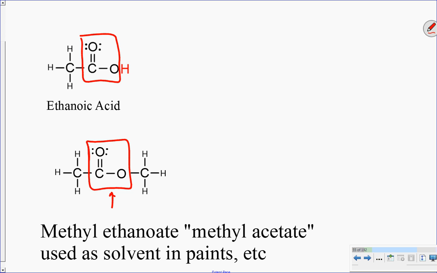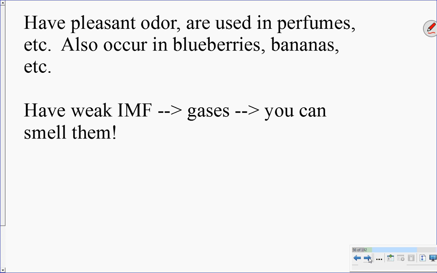Methyl ethanoate or ethyl acetate is an example of an ester, and it's used as a solvent in paints and things like that. A lot of esters have very strong odors. Actually, many of them very strong, pleasant odors. If you were to go work for a perfume manufacturer, you wanted to make a perfume like Fergie or J.Lo, you would actually be working with ester chemistry.